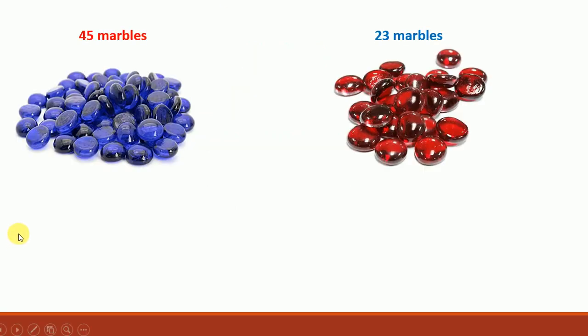Let us learn more about the addition. So, look at the two pictures. The first picture, there are 45 blue marbles. And in the second picture there are 23 red marbles. How many blue and red marbles are there in all? How do we find the total number of marbles here? Yes, by adding the number of marbles, isn't it? So to find the total number of marbles, we need to add 45 marbles plus 23 marbles.